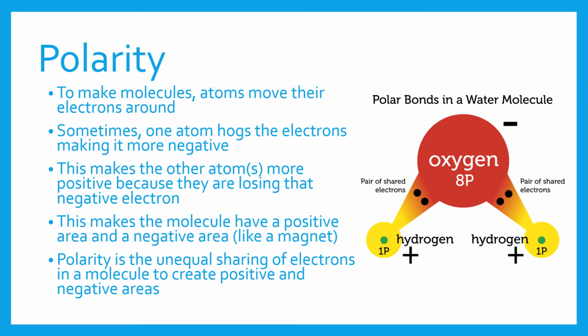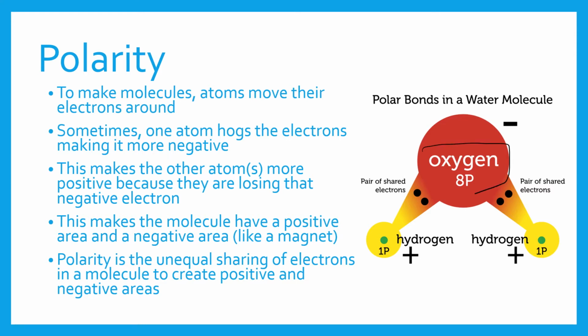So the first one, the one that determines the rest of these, the reason why the rest of these properties can exist, is that water has polarity. To make molecules, if you remember from our last lecture, atoms have to move their electrons around. They're either going to share them or transfer them over to each other. And we just said before that the hydrogen and the oxygen are sharing electrons between them. Now, sometimes atoms tend to be electron hogs. They like to hold on to the electrons a lot more than the other atoms in the compound. That's what's happening in water.